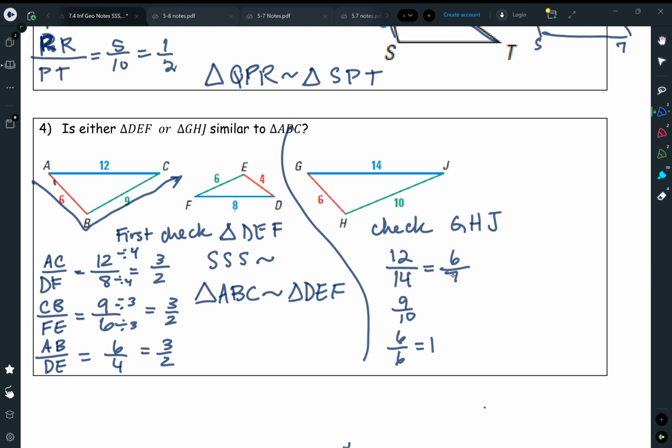So they're all close, right? This one's 1 and 1/7. That's close to 1. 9/10 is close to 1. 1 is equal to 1, but they're not going to be similar. So these are not similar.